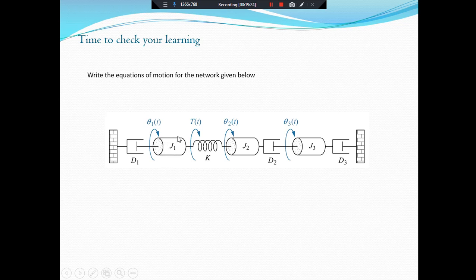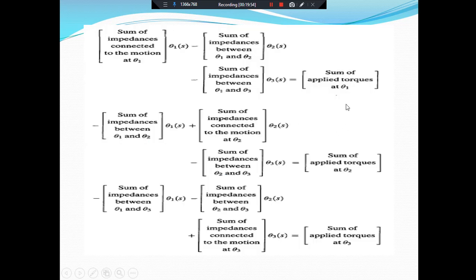For the first equation, you will write the sum of impedances connected to the motion of theta 1 into theta 1, minus the sum of impedances common between theta 1 and theta 2 into theta 2, then minus the sum of impedances common between theta 2 and theta 3 into theta 3, equal to the sum of applied torque at theta 1.